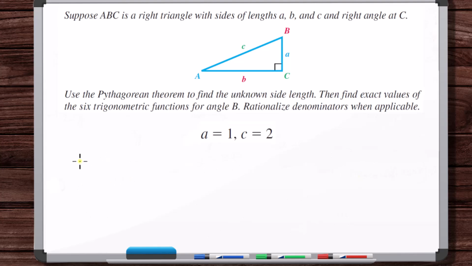Okay, solve for b again. So a squared plus b squared is equal to c squared. So b squared is equal to 3. So b is equal to root 3. So sine of A is opposite over hypotenuse. That's root 3 over 2. We're doing B here.